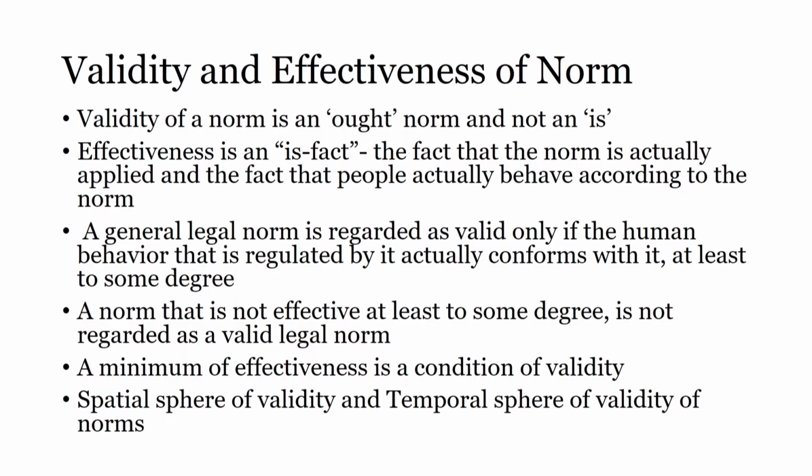And then he says that if a norm is not effective even to some degree, maybe there will be some norm which will not be effective even to some degree, then what will be the case? Then he says it is not regarded as a valid legal norm. So, the norm must be at least observed by many people, at least to some degree. But suppose there is no such kind of acceptance, if it is not effective even to some degree, then he says that this is not a valid legal norm. So, a minimum of effectiveness is the condition of validity of norm. This is very important to understand: what is effectiveness? It is just a minimum of acceptance; a minimum of effectiveness is the condition of validity.